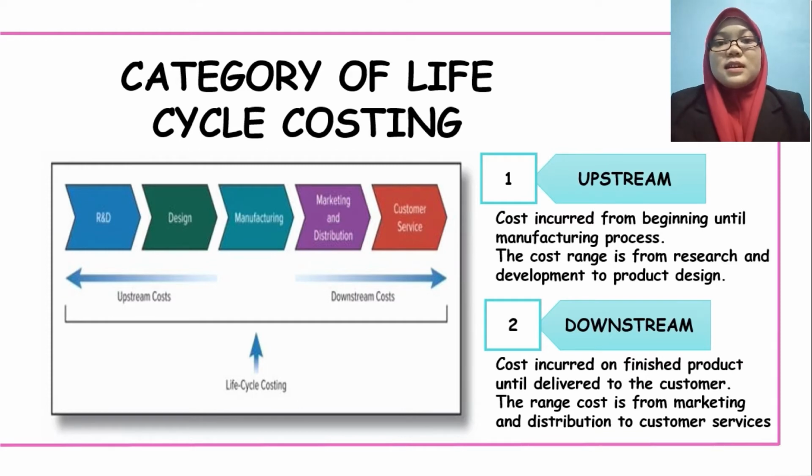Upstream cost is a cost incurred from the beginning until the manufacturing process. The cost range is from research and development until product design. And for downstream costs, costs are incurred on the finished product until it is delivered to the customer. The cost range is from marketing and distribution to customer service. The diagram shows the flow of upstream and downstream costs.